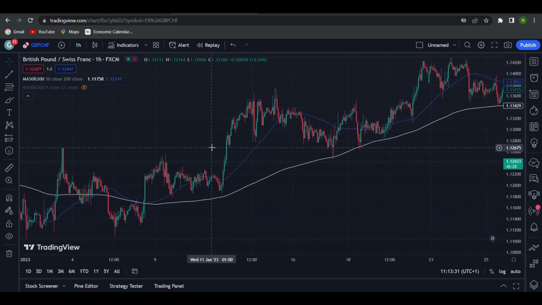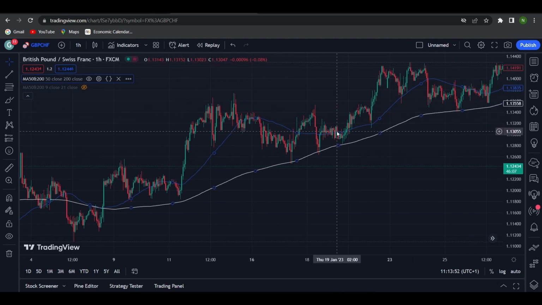So the rule that I have is: if the 50 MA, the blue line, is above the white line, the long term, we are going to be taking long positions, and if the short term is below the long term moving average, we're going to be looking for short positions. So in this case, you can see that the blue line is above the white line, so this short term is above the long term.